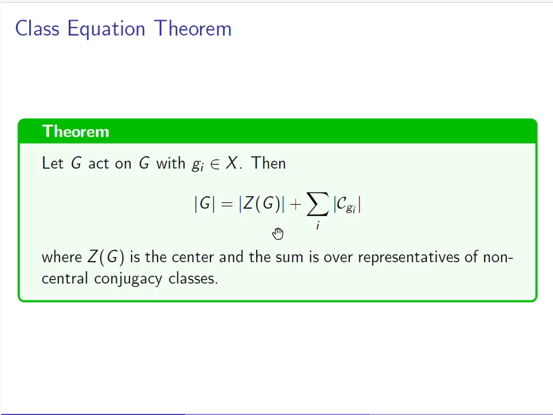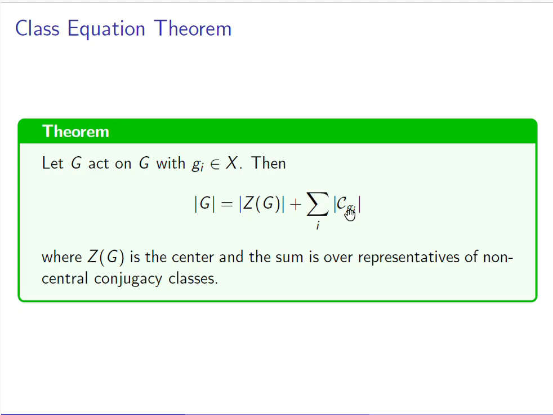All those elements that belong to their own conjugacy class, whose conjugacy classes contain just themselves, are called central elements. We collect all the elements like that and call that the center of the group, Z(G). Then the remaining elements belong to conjugacy classes that contain more than one element. So that's what we have here.